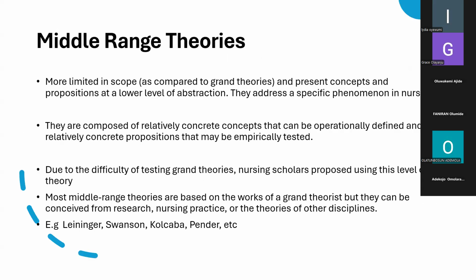Okay. Now, the next one is the middle range, which is a bit limited in scope, but still broader in scope than the practice theory. It is in between. The example is Kolcaba's theory. By the way, what is the name of Kolcaba's theory? Theory of comfort. Absolutely.